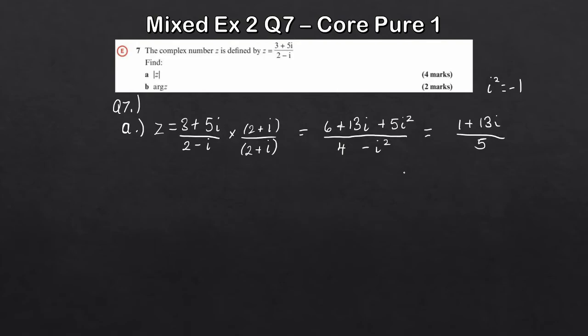So now we need to work out z, or write z in an easier way, just so we can work out the modulus. So that's going to be a fifth plus 13 over 5 i. Okay, so now we've got it in this form here. Now we can work out the modulus in a much easier style.